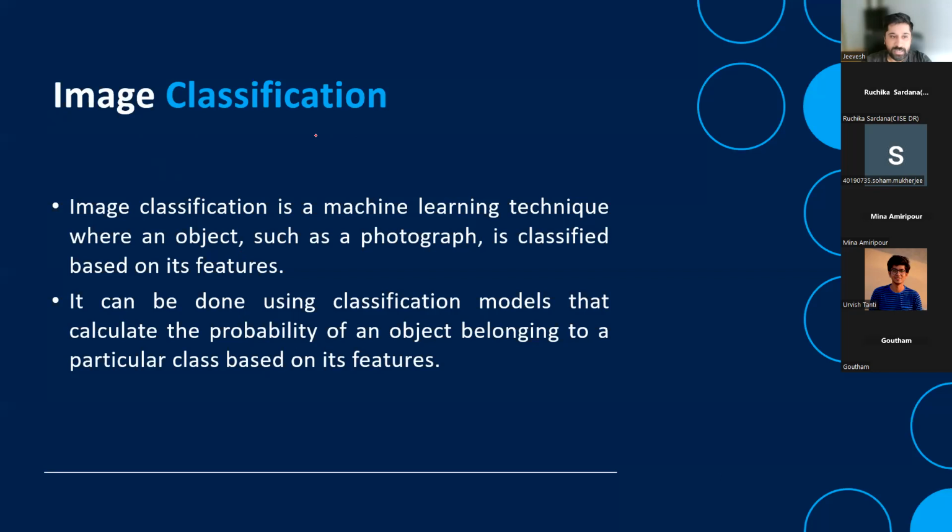So the first one is image classification. Image classification is a machine learning technique where an object such as a photograph is classified based upon its features. It can be done using classification models that calculate the probability of an object belonging to a particular class based on its features. For example, if I upload a picture of a beach and then a picture of, let's say, a mountain, it will be able to classify if this is a beach or a mountain. That is classification, where you're putting something in one category or the other.